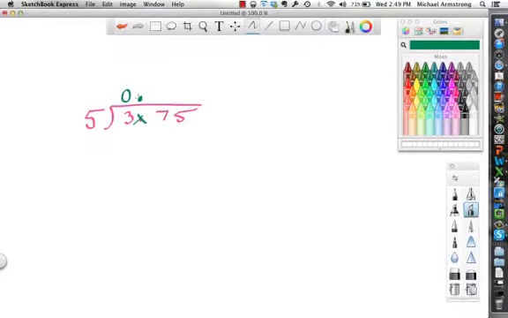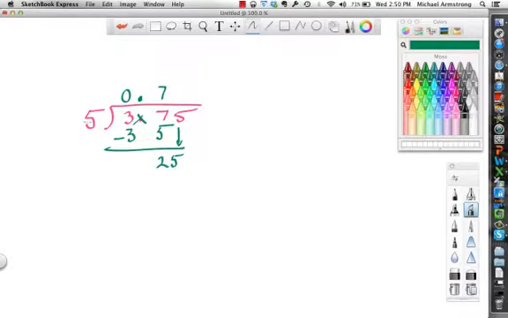And this is where we get 0 point whatever, or 0 and some number of tenths or hundredths. 5 goes into 37 7 times. 7 times 5 is 35. So you multiply, and then you subtract 37 minus 35. It leaves 2. You bring down this 5, and then you have 25.